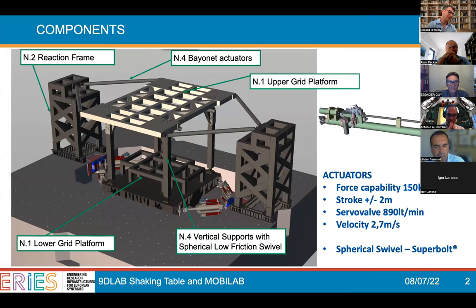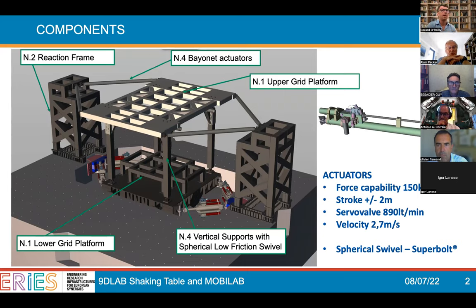So essentially this is a classic shaking table. As you can see on the left-hand side is a shaking table, the lower grid platform. This would not be a traditional shaking table, but it has 6 degrees of freedom in the sense that it can move about its three translational and three rotational degrees of freedom. But we've also added three further degrees of freedom with this upper grid platform here. So essentially there are two shaking tables located one on top of the other. The bottom one has 6 degrees of freedom, and the top one has an additional 3. So this is where we get the 9D from.